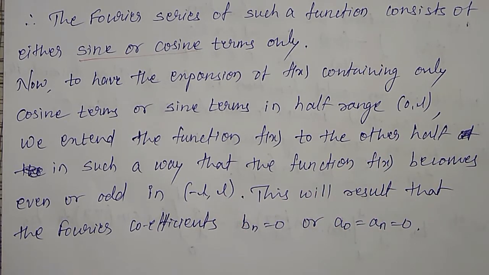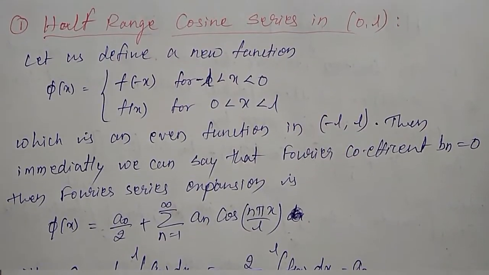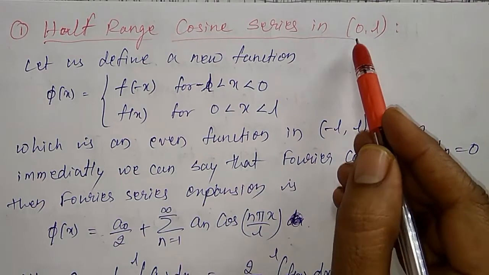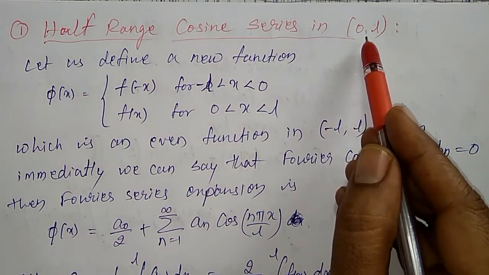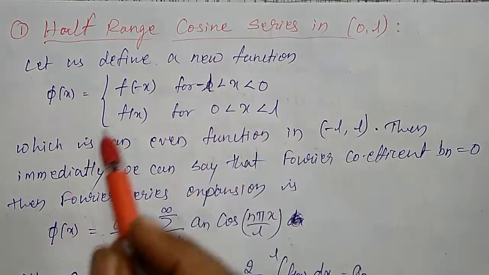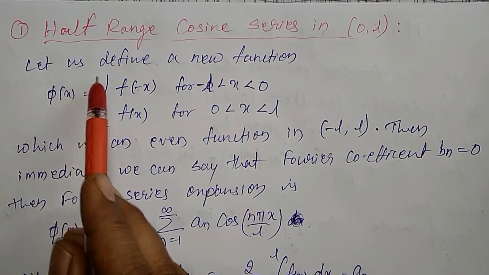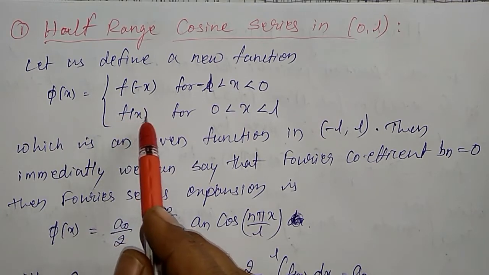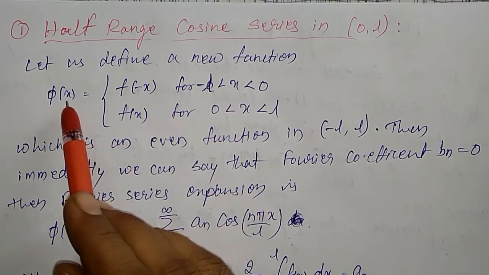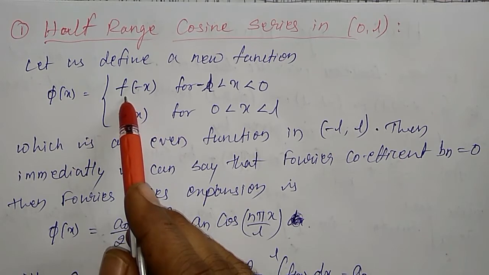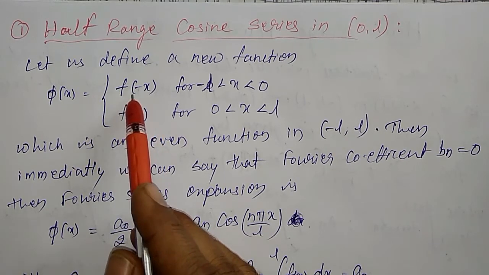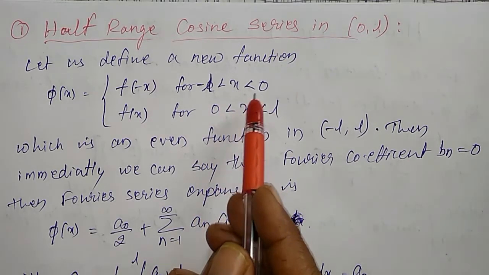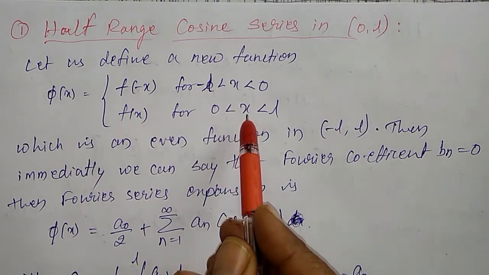Then how to define that? Let me explain. Now, how to define the half range cosine series in the interval 0 to l. This is my half range 0 to l, and the cosine series I have to define. Let us define a new function phi of x. We have defined only f of x for 0 to l. We are defining a new function phi of x such that phi of x is f of minus x for minus l less than x less than 0, and f of x for 0 less than x less than l.